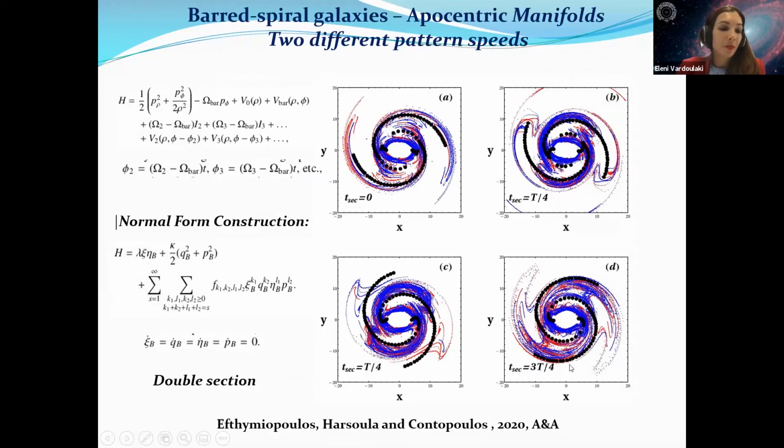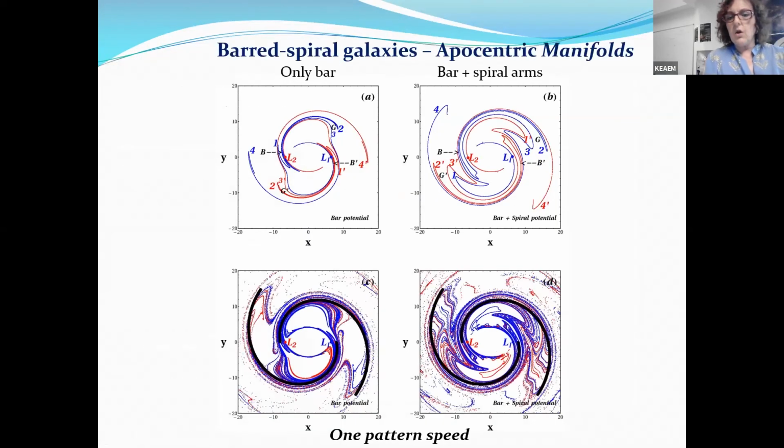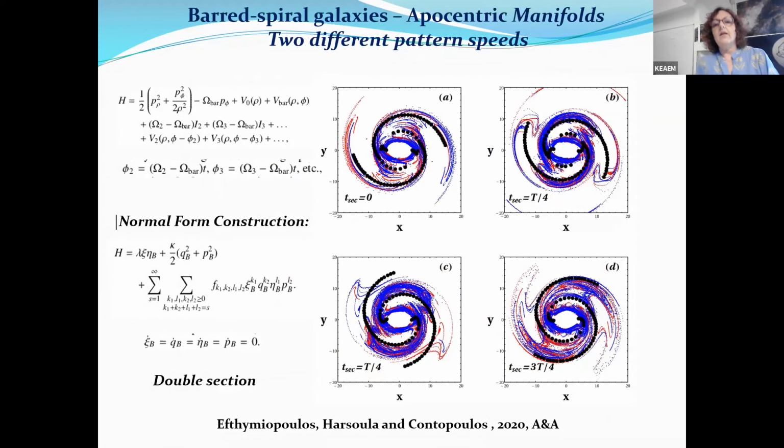Okay, if we integrate the orbits for a much larger time, we see that they stay there because they have a lot of recurrences back and forth. As a matter of fact, the manifolds are the path on which the chaotic orbits are forced to move before escaping, before getting away from the system. And of course, this is for one pattern speed. That means that the bar and the spirals have the same pattern speed.